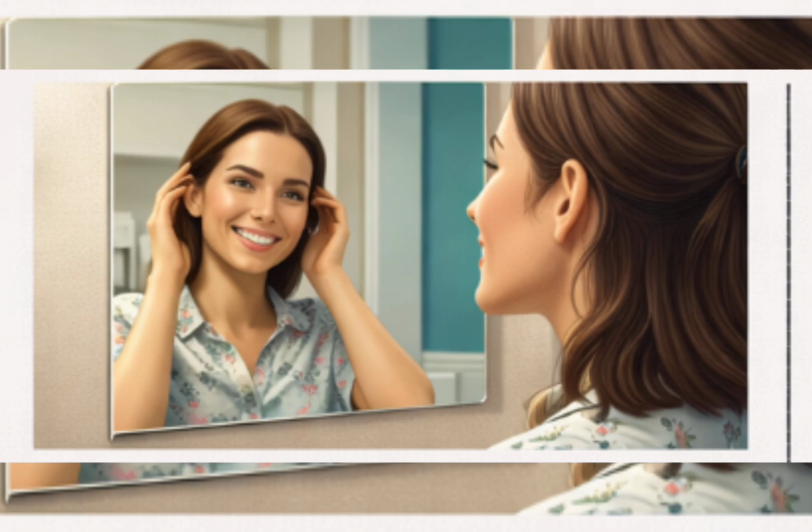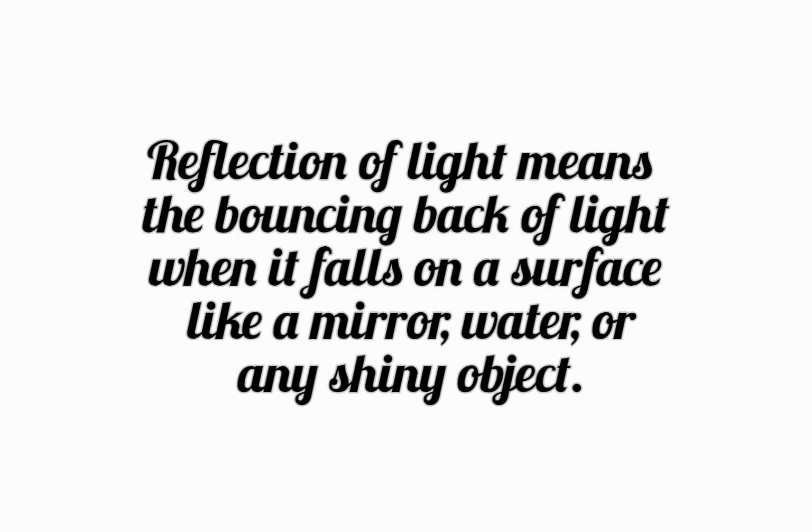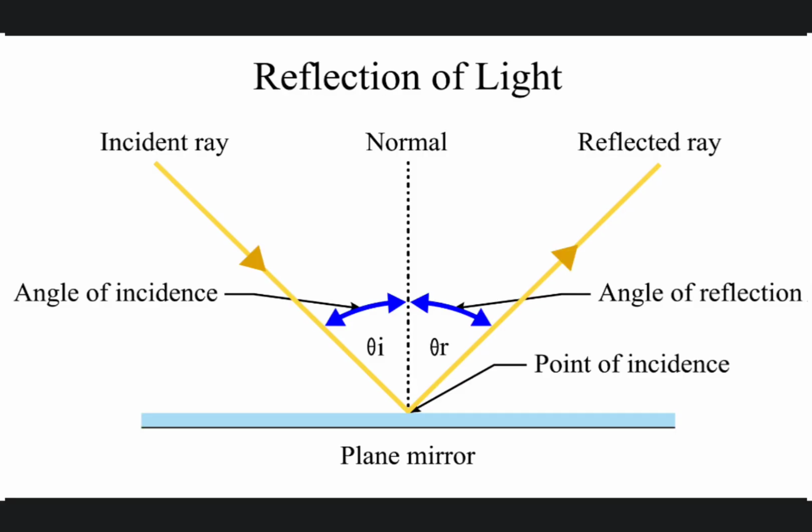So in exam they will ask what is meant by reflection. So at that time you should write: the reflection of light means the bouncing back of the light when it falls on a surface like a mirror or any shiny object. In simple words, when light hits the surface and comes back, it is called reflection of light. Okay, I hope you understand the reflection definition. Bouncing back of the light ray after hitting the mirror surface, it passes through the same medium.